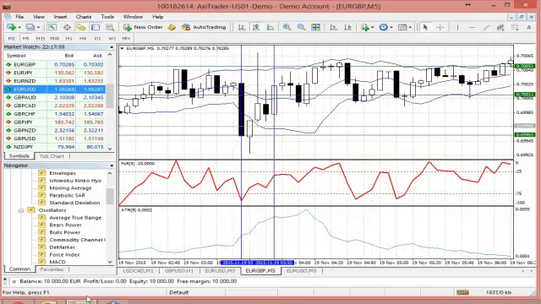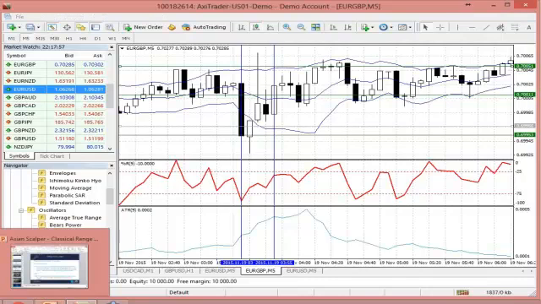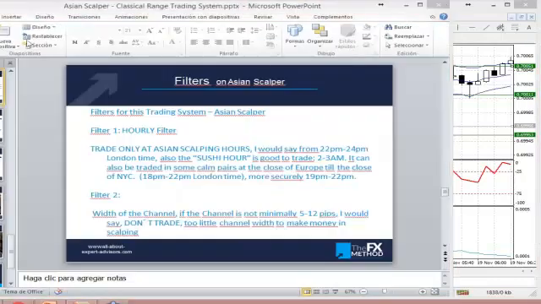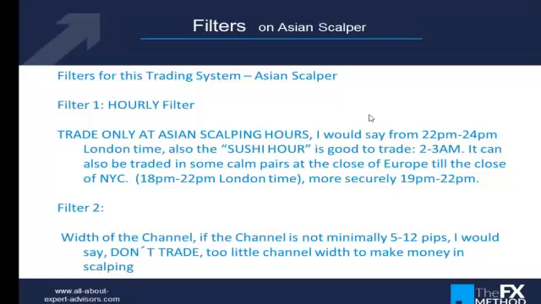Okay, so remember, the filter is if it's not wide enough, don't trade it. If it's not having a certain amount of pips in the channel from the top to the bottom of the channel, which we could call a bandwidth filter, don't trade it because you make peanuts. You make 2 to 3 pips for nothing. Too much risk. Okay, it's not worth it.